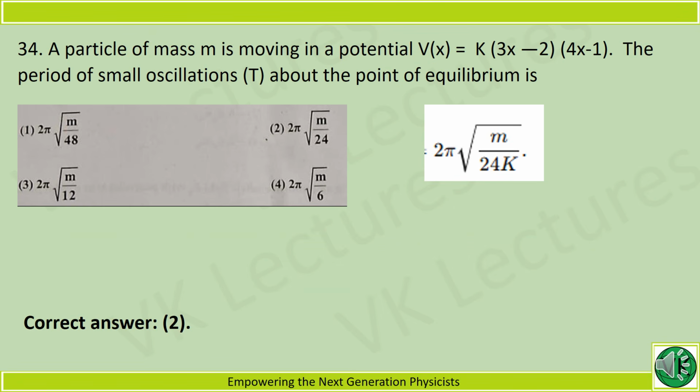A particle of mass m moves in a potential V of x equals k into 3x minus 2 times 4x minus 1. The period of small oscillation T about the point of equilibrium is 2 pi under root m by 24k. The correct answer is option 2.